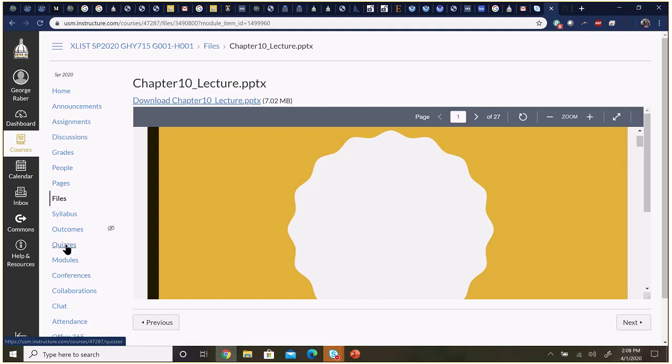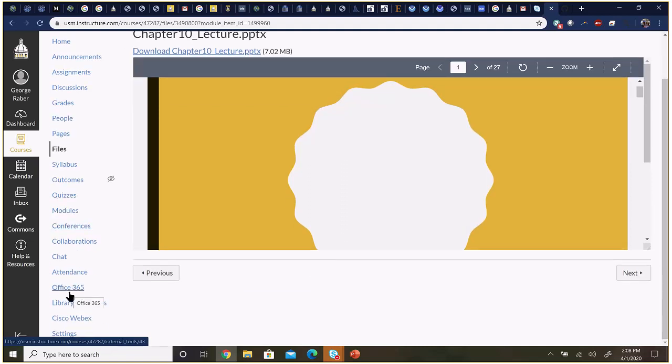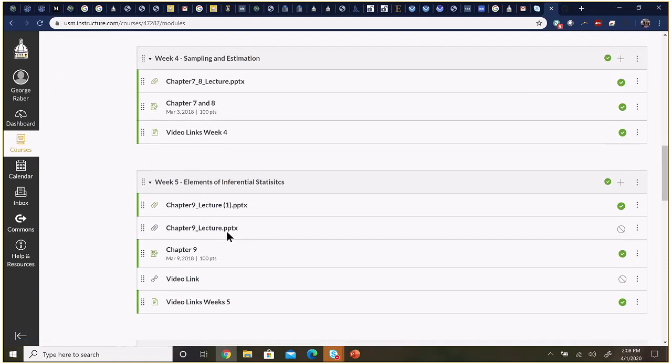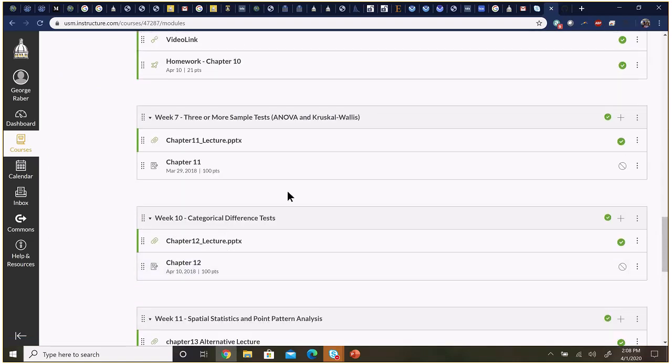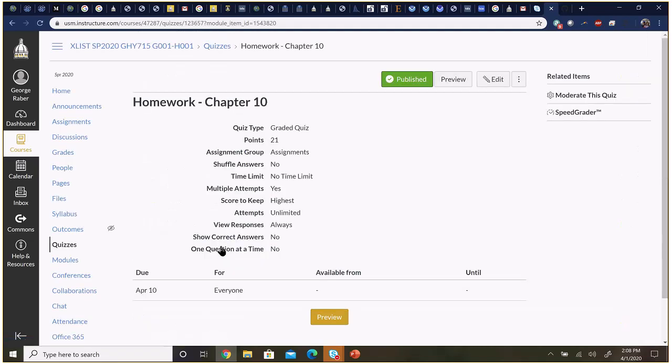Okay, so let's practice this, because this is what you're going to have to do for your homework. So we're going to review. If we look at the homework here, I'm going to bring that up. If we go to quizzes, actually, you can get to it. I think the best way to get to it is to look at the modules and then go down to week 6 here. And you'll see that there's a homework chapter 10.